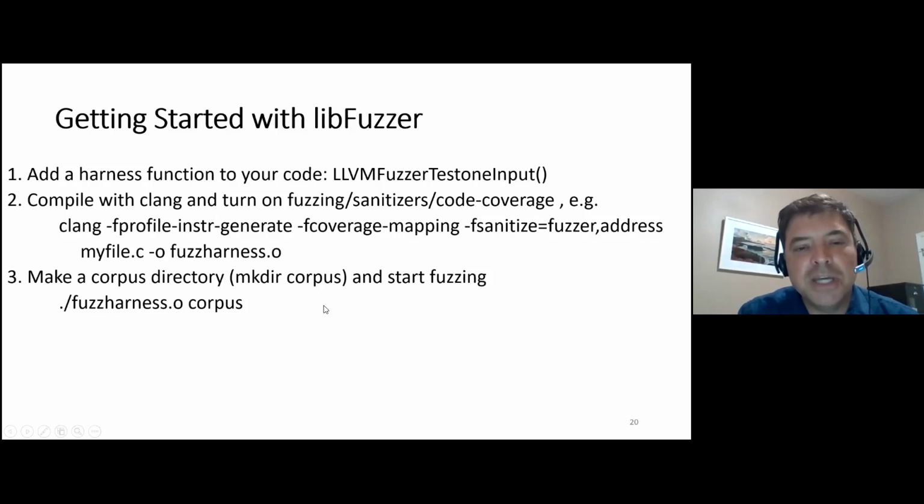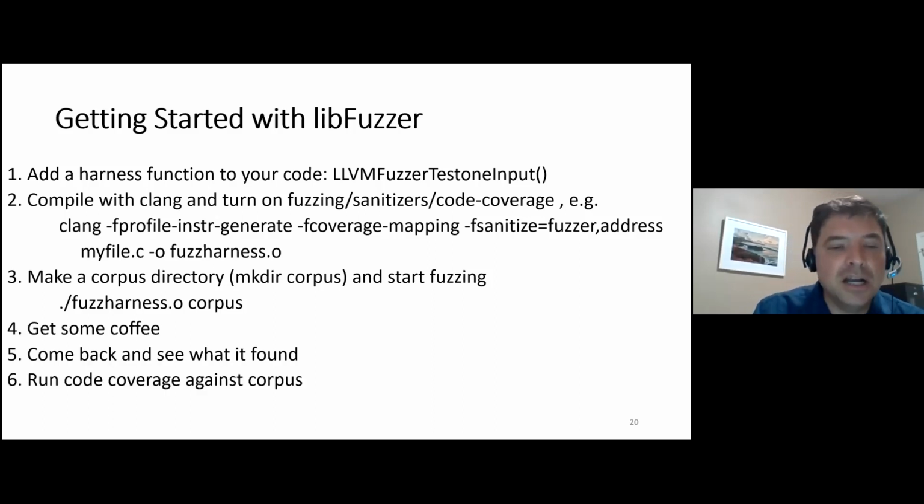And the fuzzer can save its state in a directory called a corpus. As you're fuzzing, it'll save all the interesting findings in this corpus directory. You can take a little break after it starts fuzzing, and then you can see what it found. You can also run your code coverage to see exactly what happened.